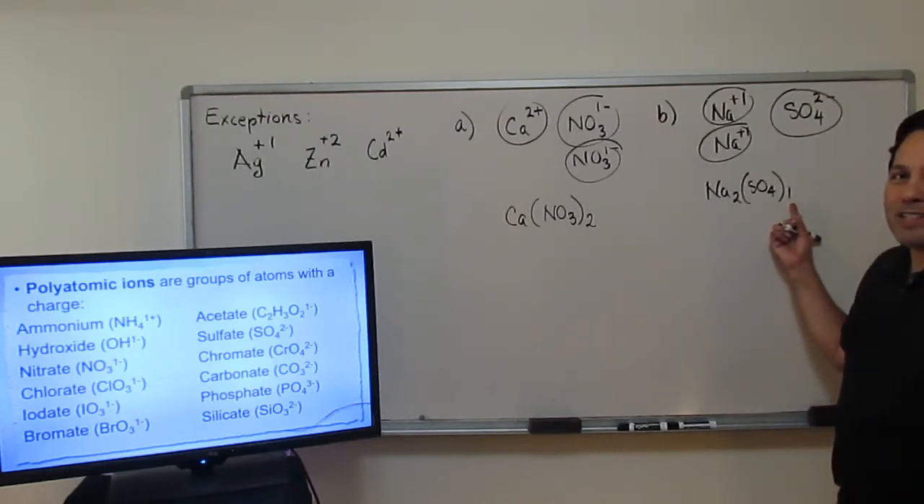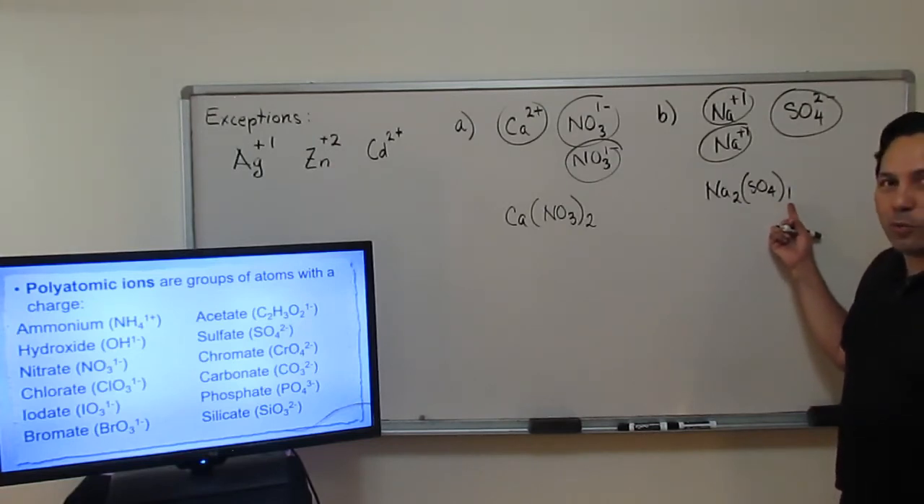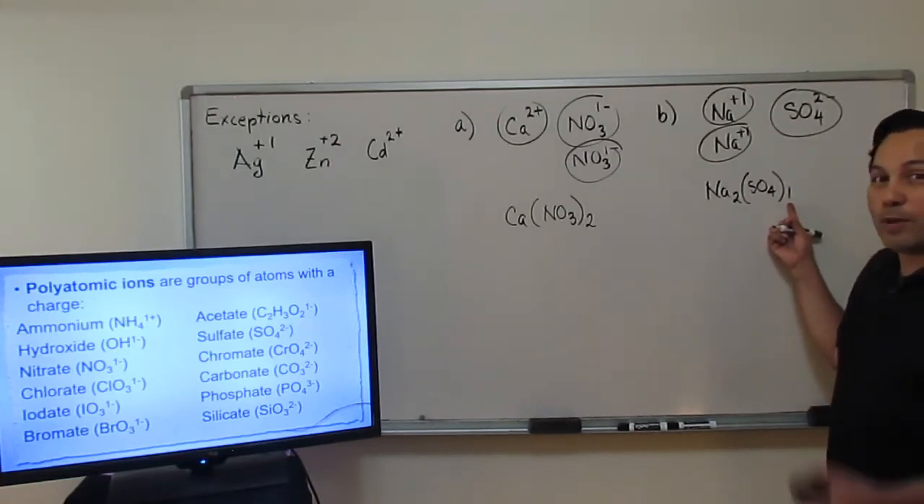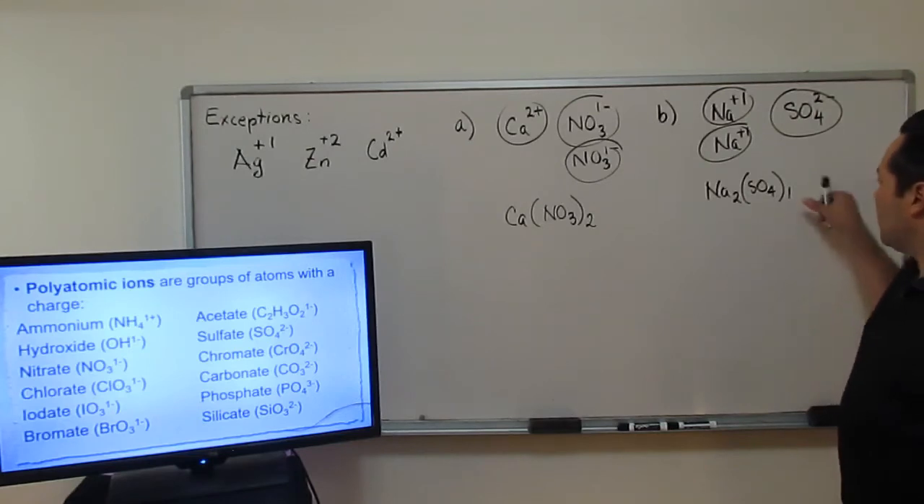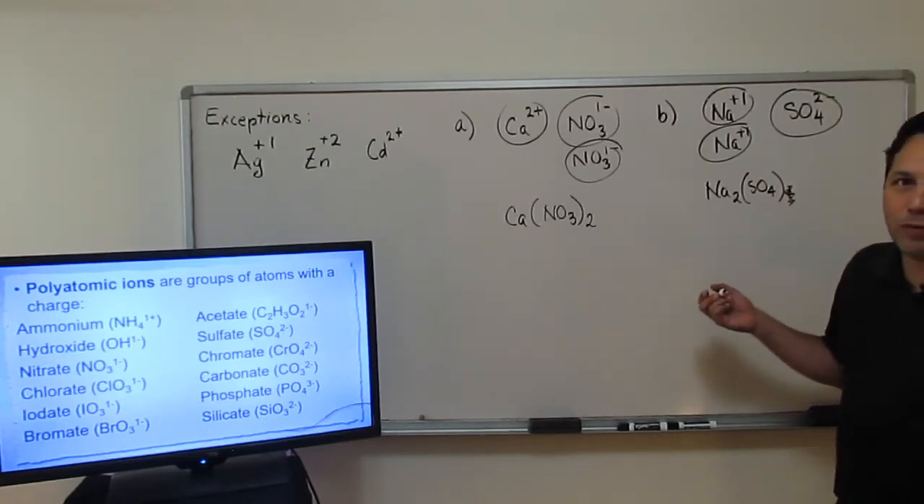Why? Well, something I said earlier, chemistry has exceptions. Here's an exception. You see there's a 1 outside of the parentheses? Do we write 1s? No, we do not. And if we're going to erase the 1, then there's no need for parentheses.